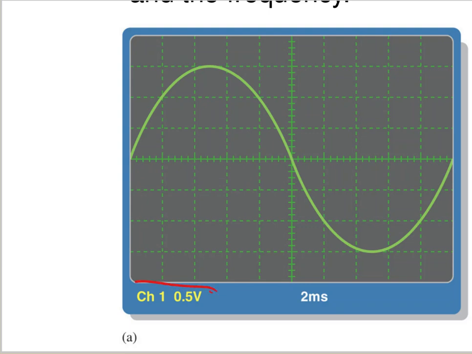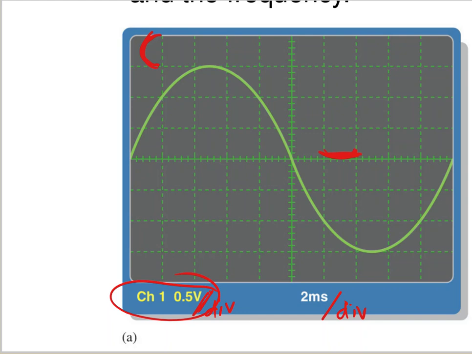So this setting here, channel 1 0.5 volts, really means volts per division, right? And this 2 milliseconds really means 2 milliseconds per division. The volts per division is our vertical scale, and that gives you the voltage that each one of these squares covers. So each one of these vertical major divisions is 0.5 volts, and horizontally each big square is equal to 2 milliseconds with the settings we have shown here.